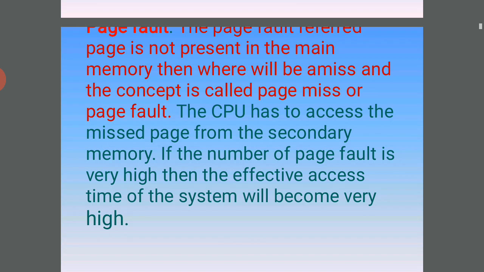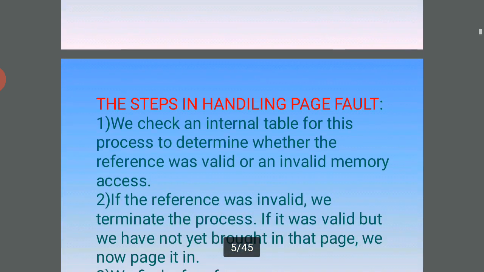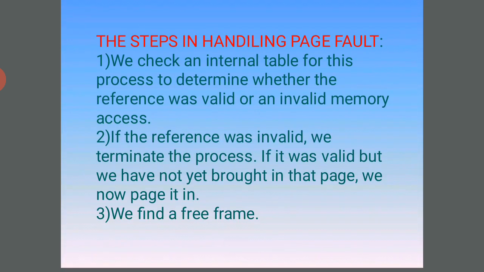So, the steps in handling a page fault. What are the steps? A page fault creates a problem, and there are a number of steps to handle it. First, we check the internal table for the process and determine whether the reference was a valid or invalid memory reference. Next, if the reference was invalid, we terminate the process, and if it was valid but we have not yet brought in that page, we now page it in.